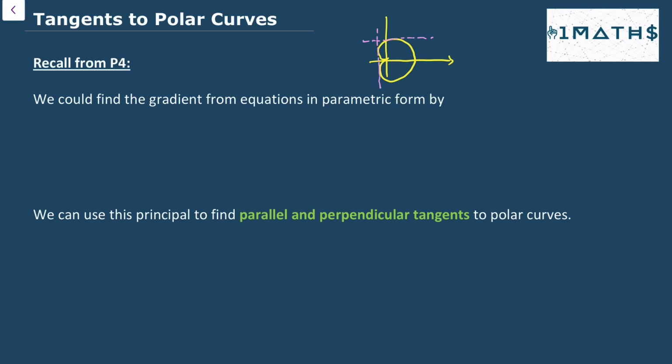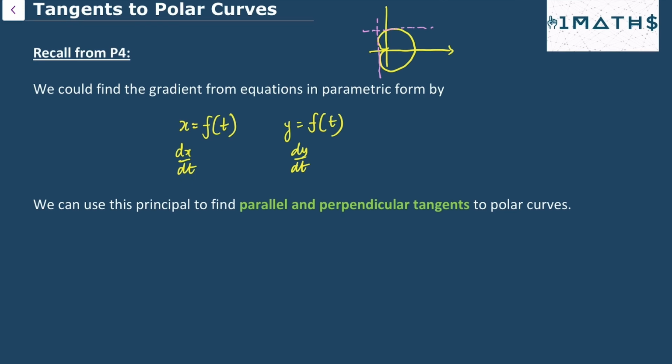So hopefully you recall from P4 that if we have an equation in parametric form, let's say I have x equal to some function of t and y equals some function of t, then I can differentiate them and I will have dx/dt and dy/dt, and I can then, by the chain rule, use this to find dy/dx. Now, for polar curves, we are going to use the same principle in order to find parallel and perpendicular tangents.